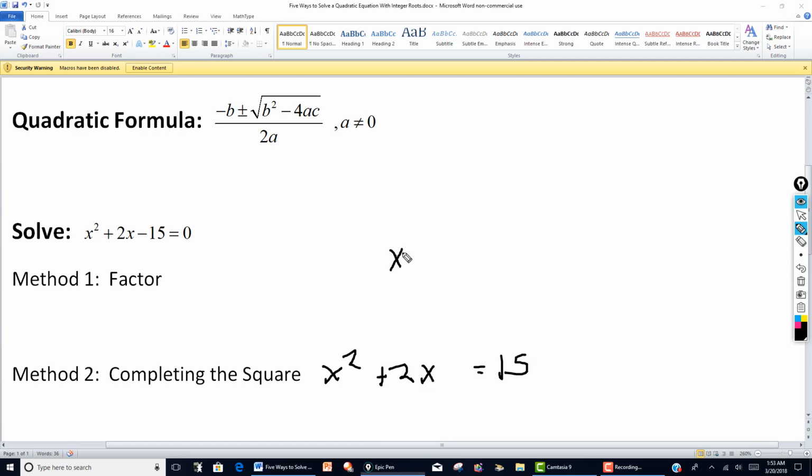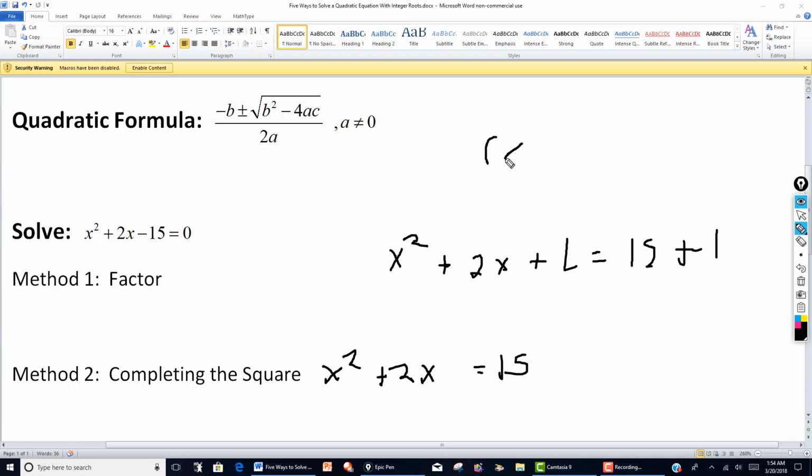And the way this works is we take half the coefficient of the x term, that's the 2, half of that is 1, and then you square it. And you add that to both sides. So I add 1 to this side, and I add 1 to this side. Okay, so I got x squared plus 2x plus 1. But that factors into x plus 1 and x plus 1.